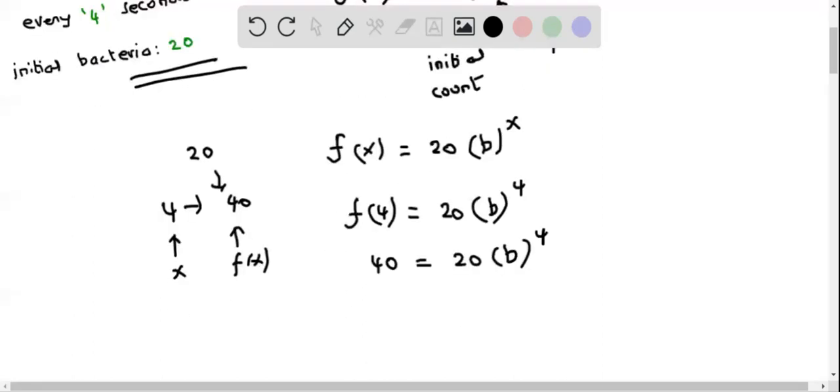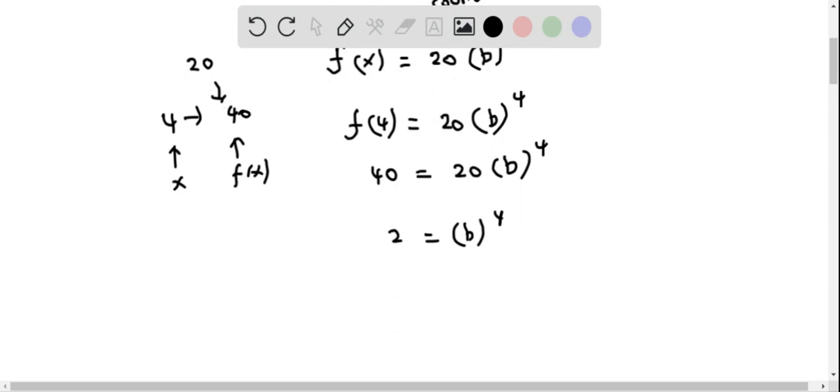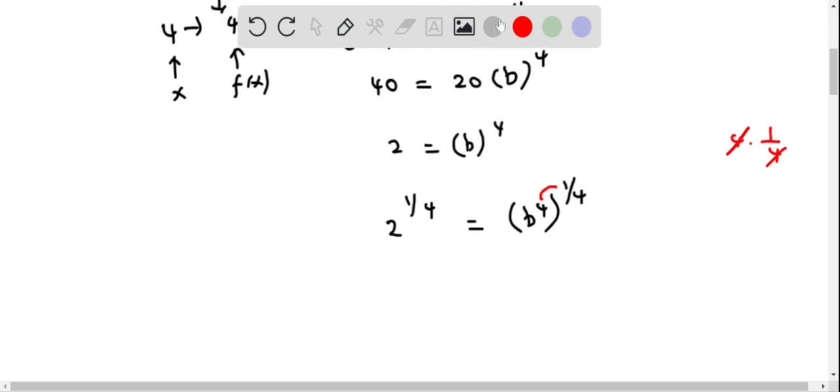We can determine b from this equation. First, I divide both sides by 20, which gives 2 equals b raised to the power of 4. Now we have to raise both sides to the exponent 1 by 4. That is, 2 raised to the power of 1 by 4 equals b to the power 4, raised to the power 1 by 4. So when we use the exponent laws, these two powers will get multiplied. That is 4 times 1 by 4, which will become 1. So therefore, on the right side, we will have only b, and this equals 2 raised to the power of 1 by 4.